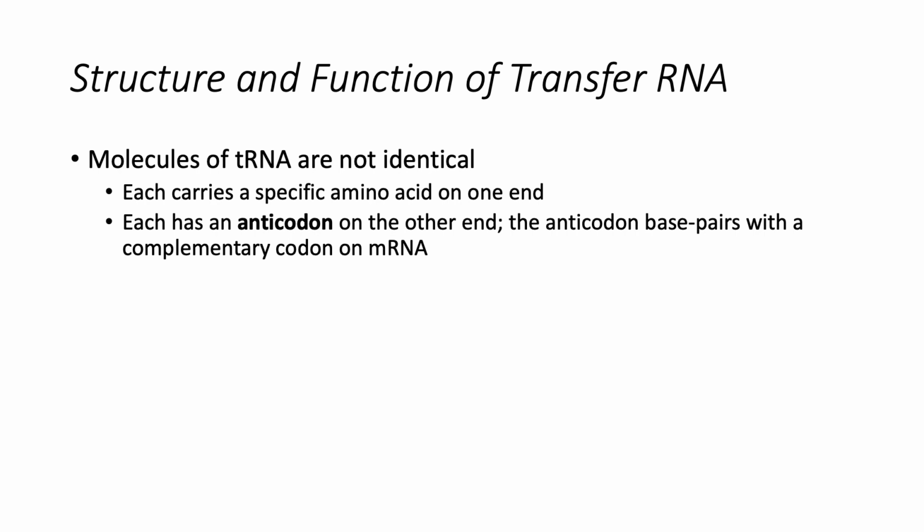Since tRNAs are important in the translation process, it is just appropriate that we review its structure and function. Molecules of tRNA are not identical. Each carries a specific amino acid on one end, and each has an anticodon on the other end. The anticodon base pairs with a complementary codon on mRNA.